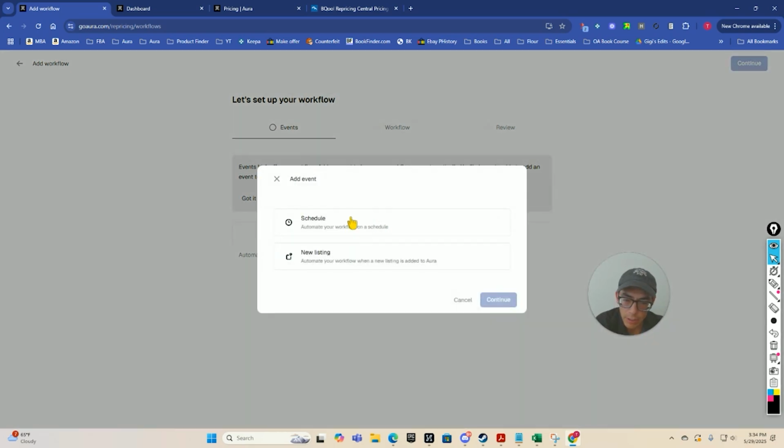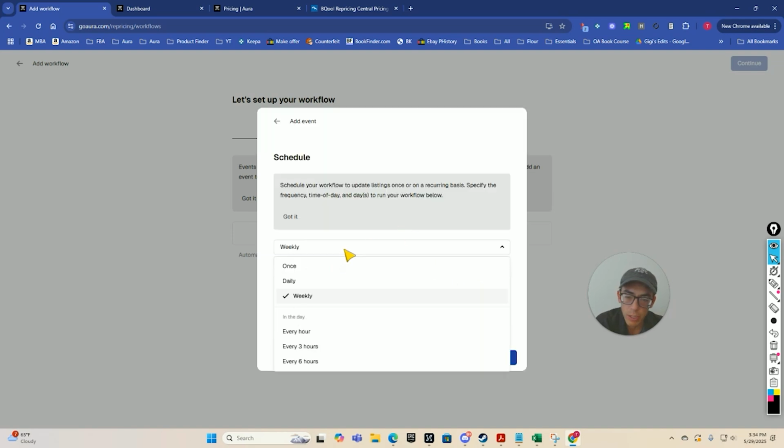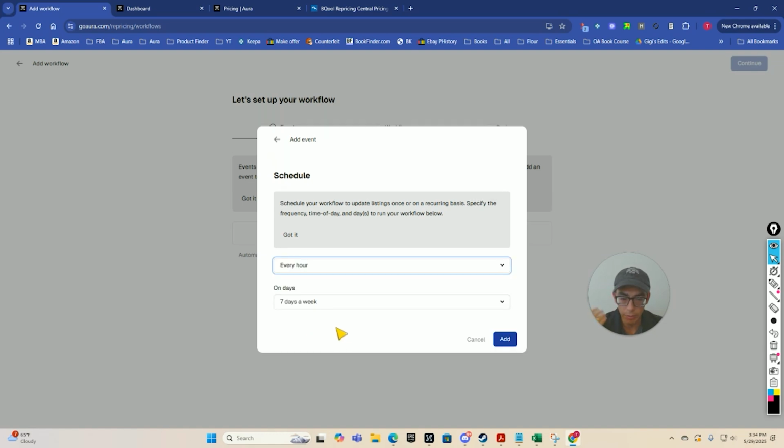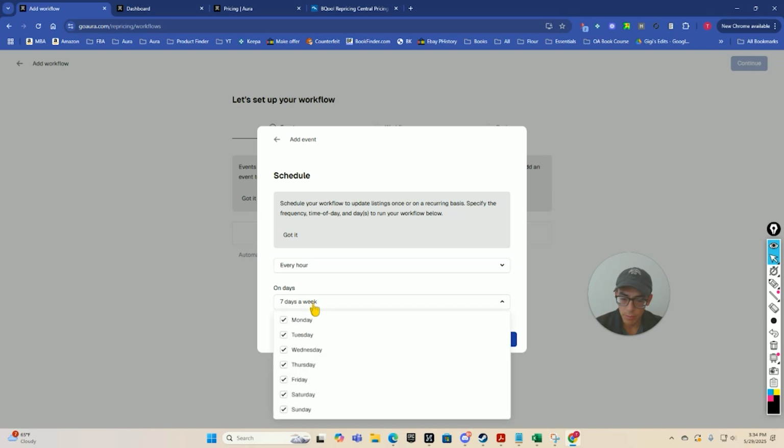Okay, and the event here is going to be based upon a schedule. So click on schedule, click continue, and we want this to actually happen every single hour. So you could have it happen once a day, once a week, every 3 hours, 6. I'm just going to have it happen every hour. So every hour, I think it's on the top of the hour, every day during the week, this process is going to happen where Aura is searching your books and figuring out how old they are. So every hour it's going to say, okay, how old are your books? Based upon how old they are, it goes into this bucket.